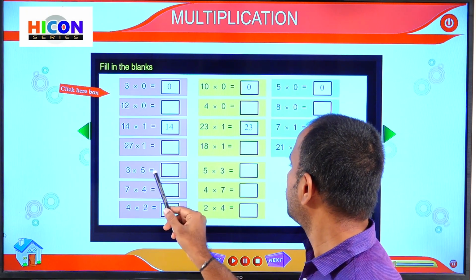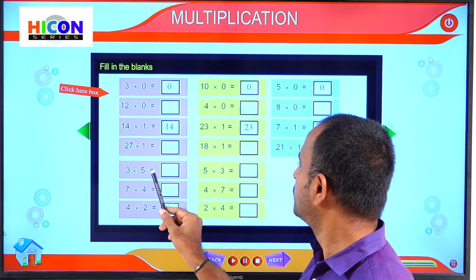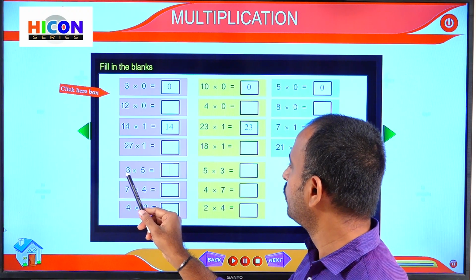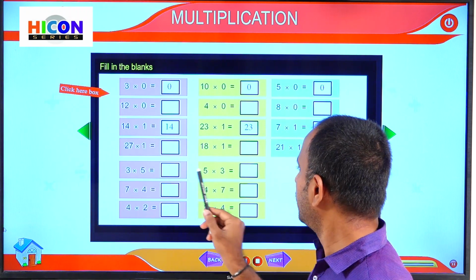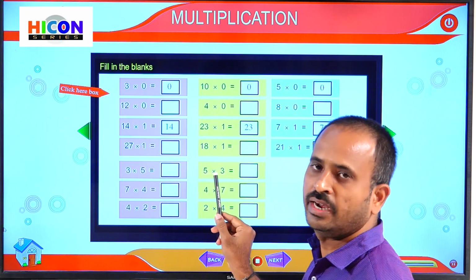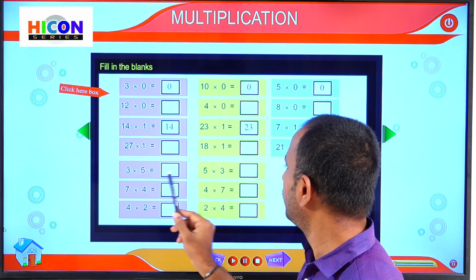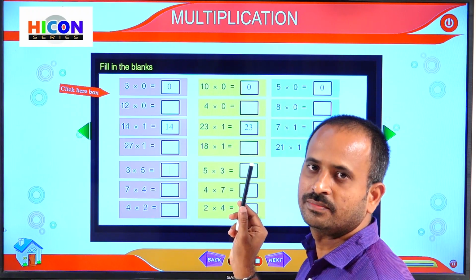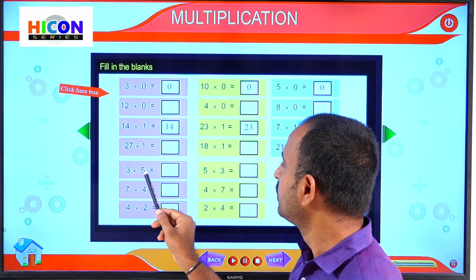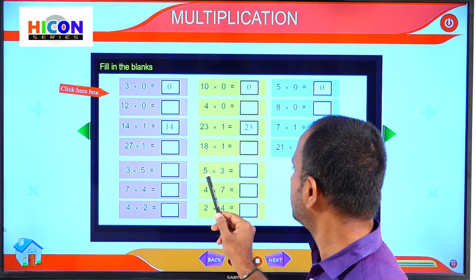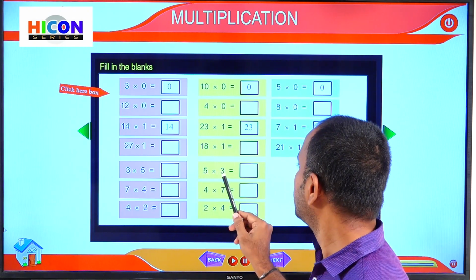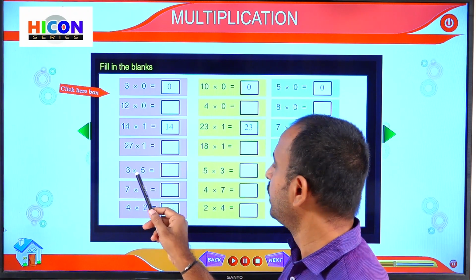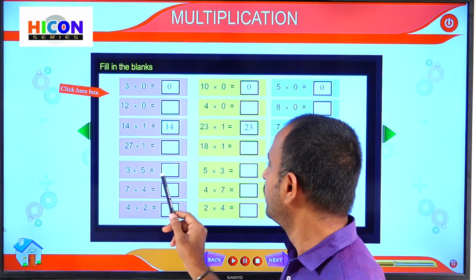So children, see here. There are some sets of multiplications. So observe these two sets of multiplications. Here we have taken the two numbers 3 into 5. Here also we have taken the two numbers 3 and 5. But the difference between the two multiplications is that the order of the numbers is changing. So here 3 is taken as first, 5 is taken as second. Whereas in this, 5 is taken as first, 3 is taken as second. So according to multiplication facts, if we multiply two numbers in any order, we will get the same answer.